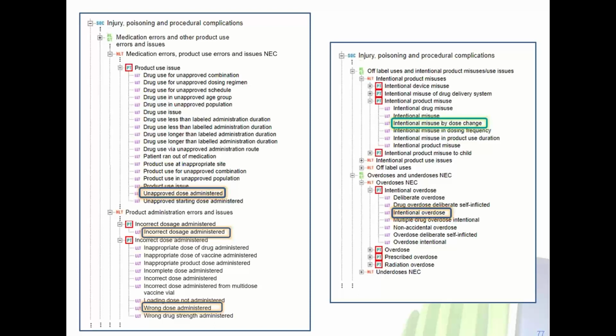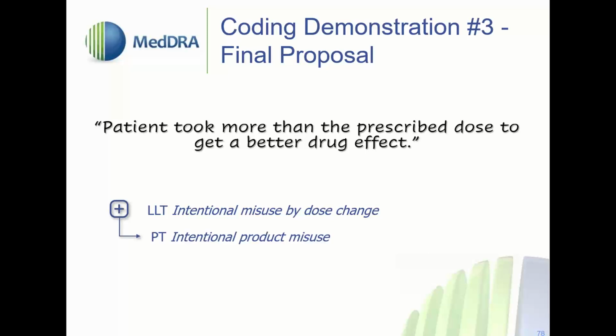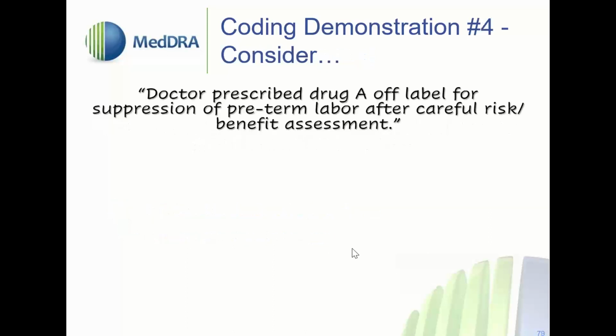And as I already mentioned, coding to the LLT intentional overdose would be inappropriate because more information about the drug and the labeled dose range would be needed to make that determination. So with that being said, the final answer for the coding of the verbatim is intentional misuse by dose change. Very good for everyone who selected that. And it falls under the PT of intentional product misuse. Okay, we have 2 more examples we're going to go through.